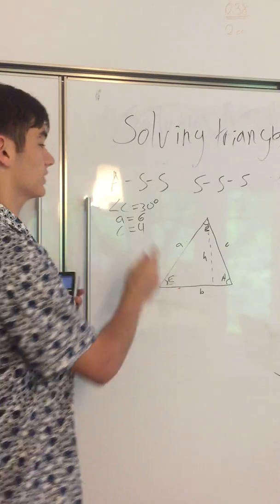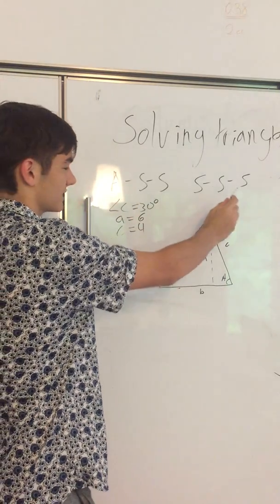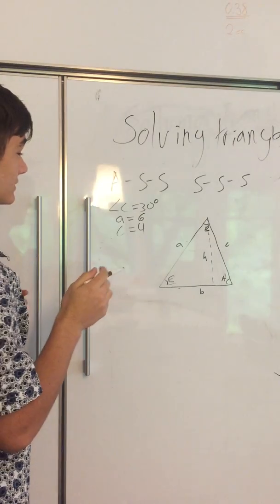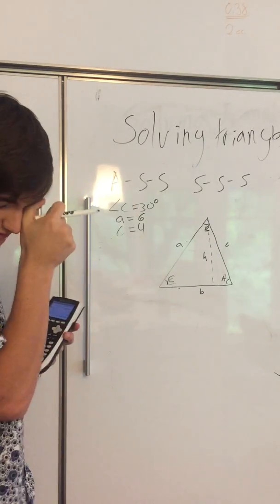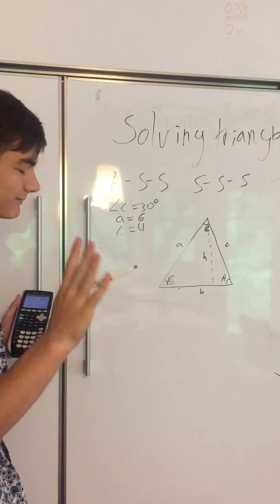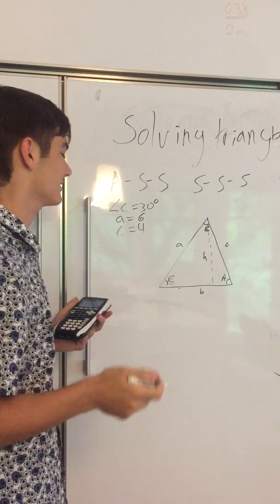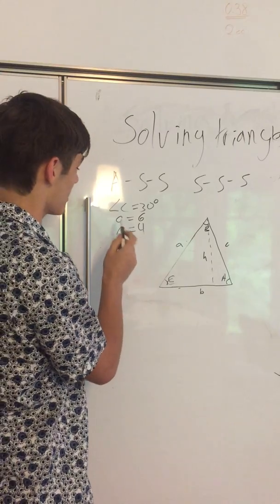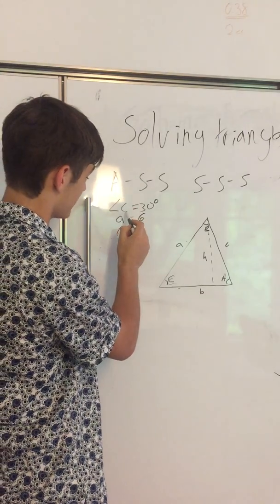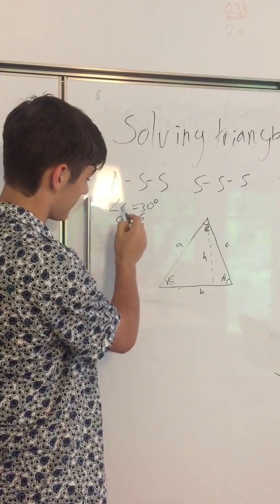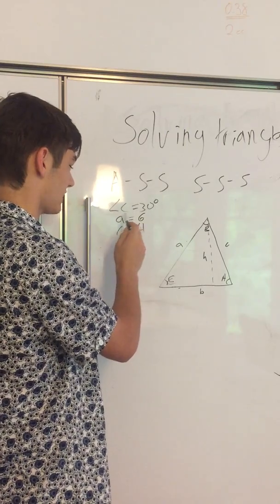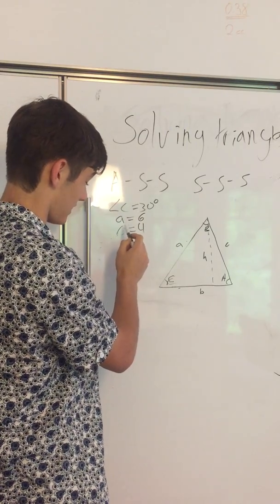If you're given a triangle with ASS or SSS, which is angle side side or side side side, you must solve it using law of sines and law of cosines. So let's say you're given a triangle that's C, where you have the angle C, which is 30 degrees, side A, which is 6, and side C, which is 4.